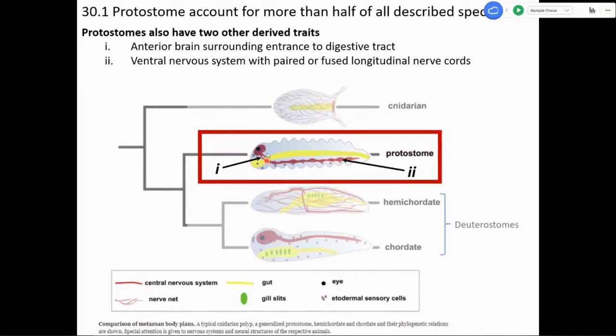A key feature is that, number one, they have an anterior brain that surrounds the entrance to the digestive tract, okay? So it's a bit like as if we had a brain that went all around our neck or something. And then also their nervous system is ventral, with paired and fused longitudinal nerve cords. Whereas deuterostomes and chordates, we're chordates, we have dorsal nerve cords. So it goes down our back, our dorsal side. The protostomes have it as if their nerve cord is going down their stomach, down their front, basically, the ventral side. So that's another key distinction of the protostomes.